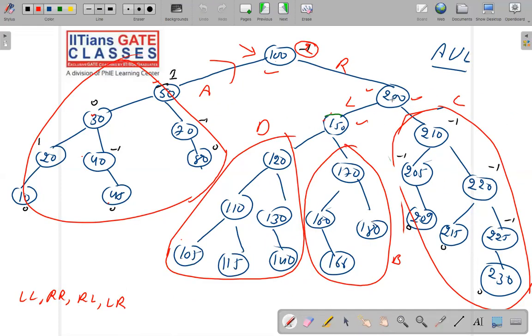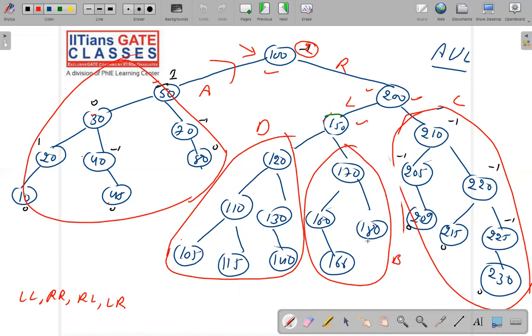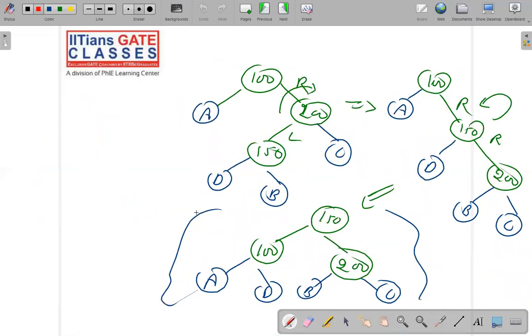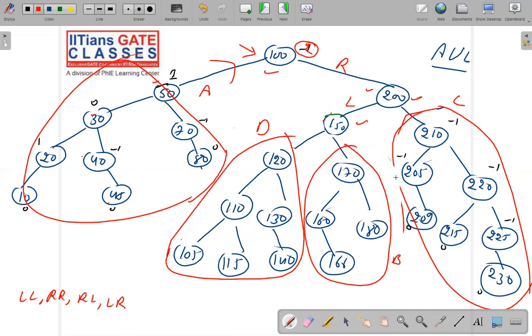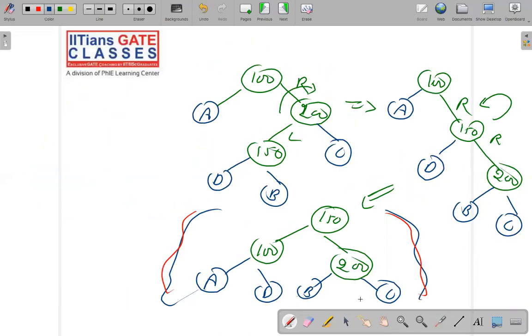Then C is the right child of 200. D and B are the children of 150, left and right children respectively. After construction, we come to this conclusion: 150, 100, and 200, A, D, B, C. So our tree will look like this. After construction, it will look like 150, let me use some other 100 and 200 here. After that, we have A, D, B, C here.